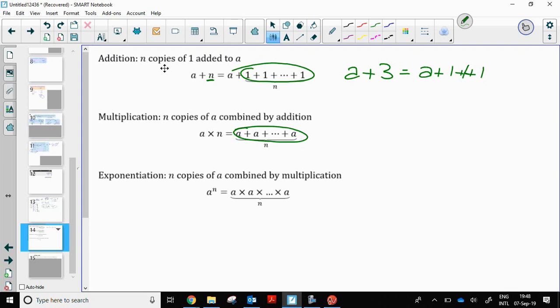Exponentiation is just repeated multiplication. If I have a to the power of n, that's a times a times a times a times a. How many a's? n a's. So we see that exponentiation is just repeated multiplication. Multiplication is just repeated addition.